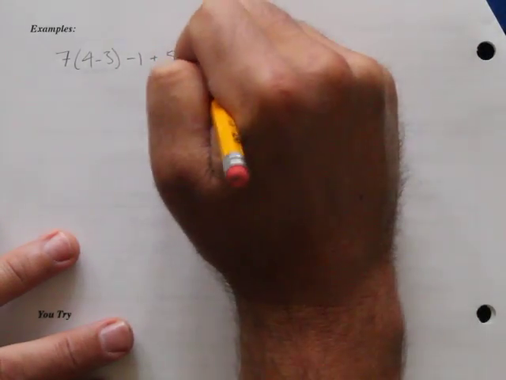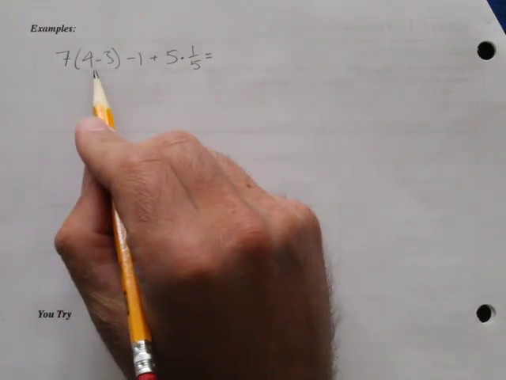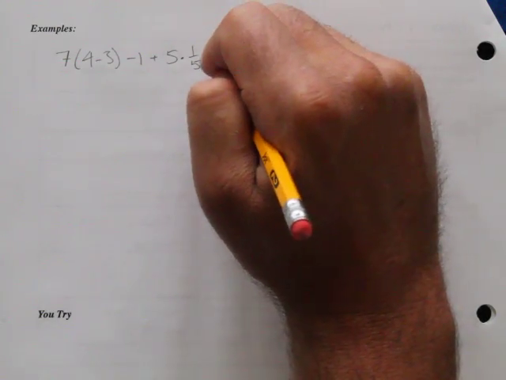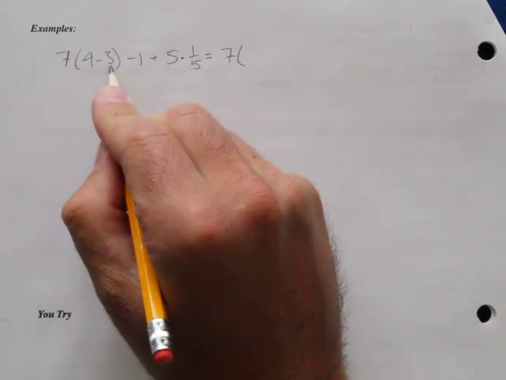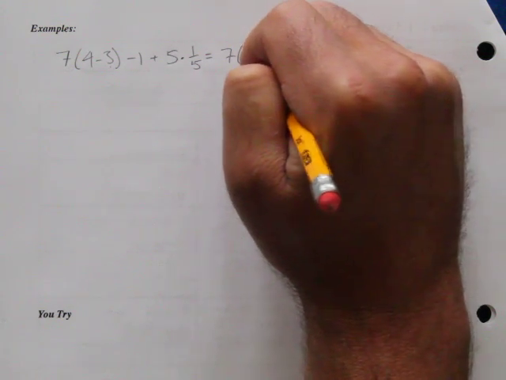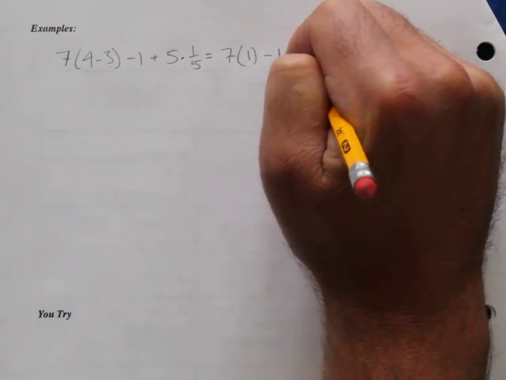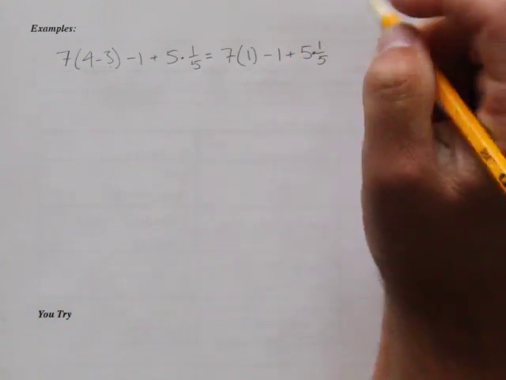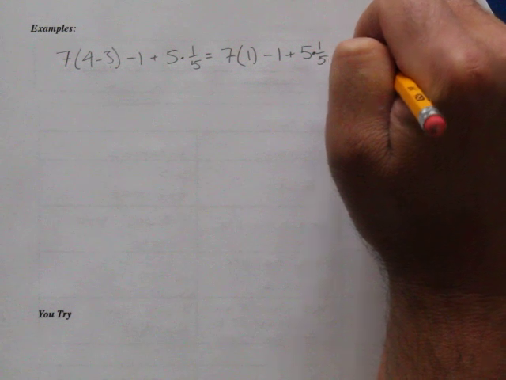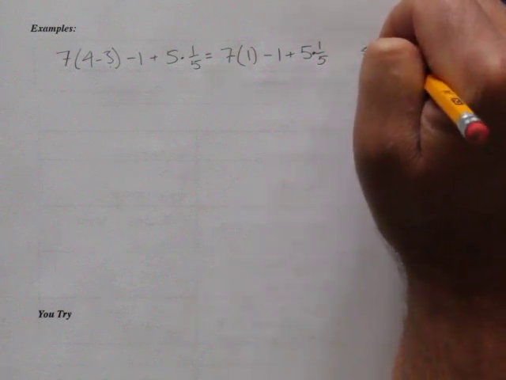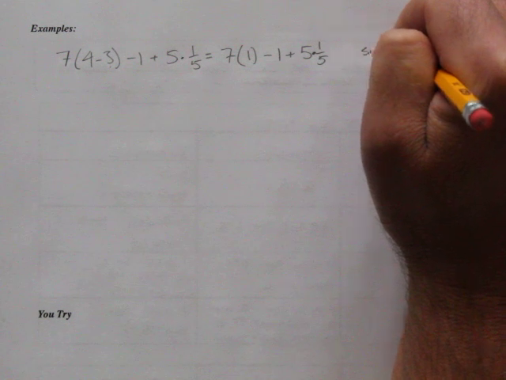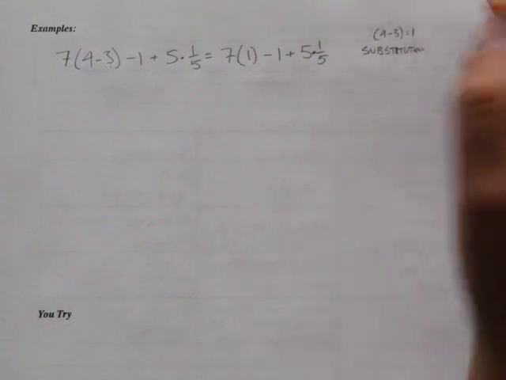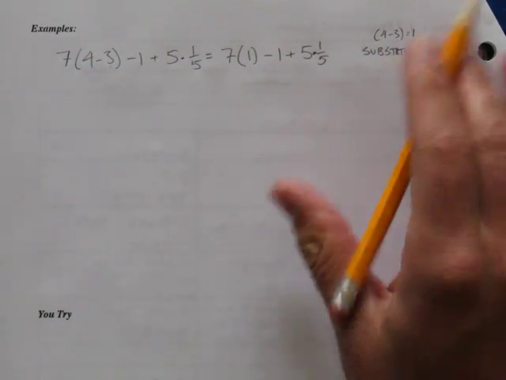So the first thing we're going to do is these parentheses here. We're going to do 4 minus 3. Okay, so 7 times 4 minus 3, which is 1, minus 1, we're just going to write out the rest of the problem here, times 5 times 1/5. So what we did here is we did substitution. 4 minus 3 equals 1. That was our substitution that we did.